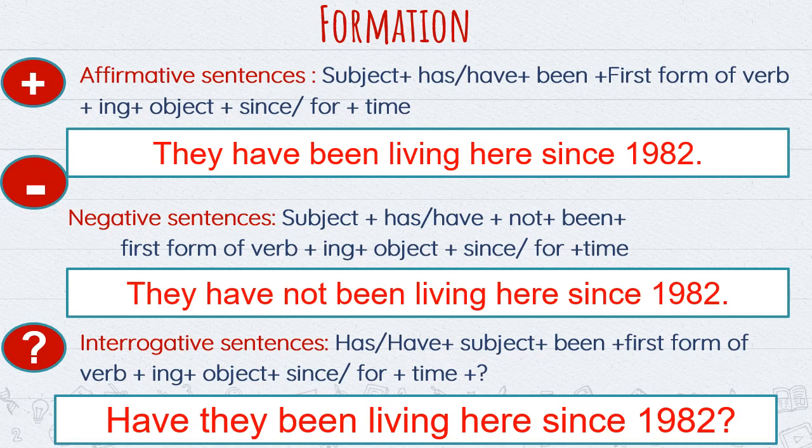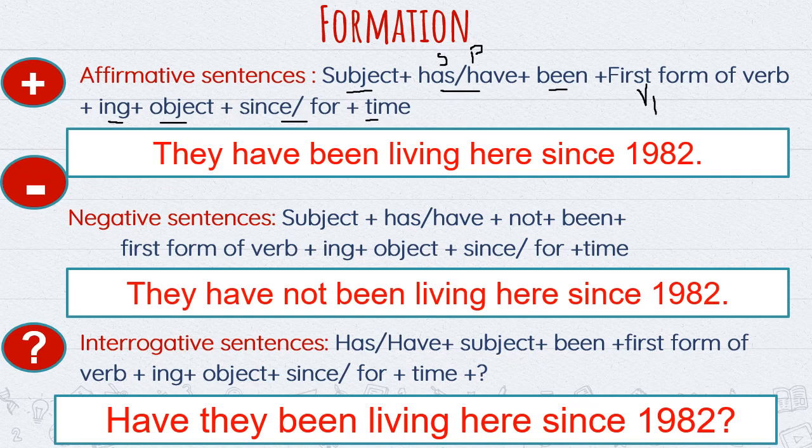Now, let's have a look at the formation of present perfect continuous tense. So, the formation for affirmative sentences is subject plus has or have, has with singular subject and have with plural subject, plus been plus first form of verb, or we can say V1, plus ing plus object plus since or for plus time. Now the use of since and for we will discuss in the next slide.